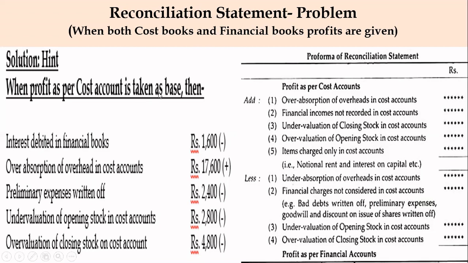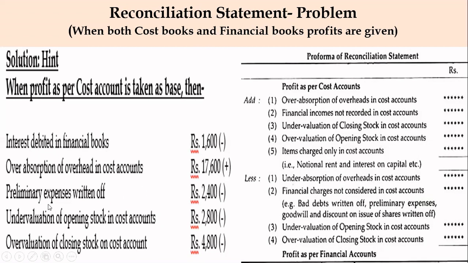So when we come to the problem, you can see here on the left side of the slide. Interest debited in financial books. Interest debited means it is a loss or an expense, so it should be deducted. I have written here in the bracket minus, that is we have to less it. Over absorption of overhead in cost. That is the very first item which we are going to add when we take profit as per cost account as base. That is 17,600 will be added in this format.